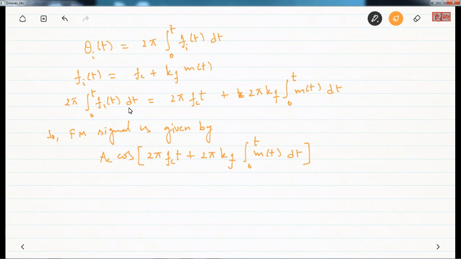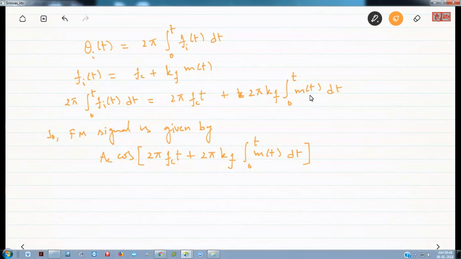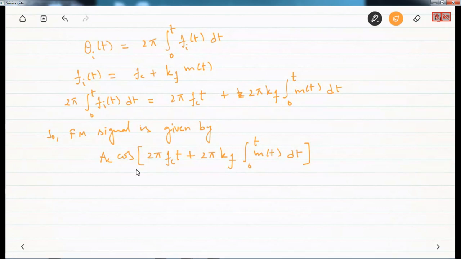So we have this fi of t, instantaneous frequency, equal to fc plus kf m of t. So I am integrating it with respect to t from 0 to t. So it will be fct if I integrate this, and then multiplying with 2 pi. So 2 pi into fct. This also into 2 pi, and when I integrate, this will be 0 to t m of t dt, right?